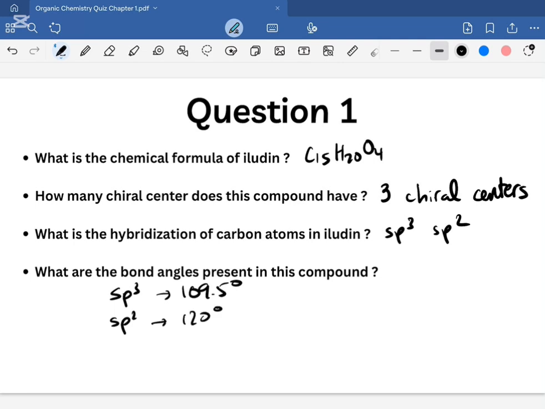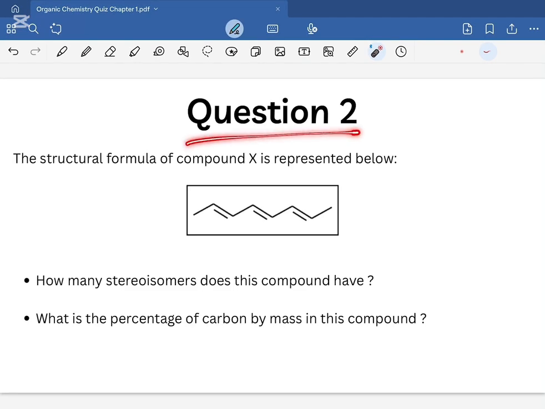sp3 carbons have the tetrahedral shape, and sp2 carbons have the trigonal planar shape. Question 2. The structural formula of compound X is represented below. How many stereoisomers does this compound have?